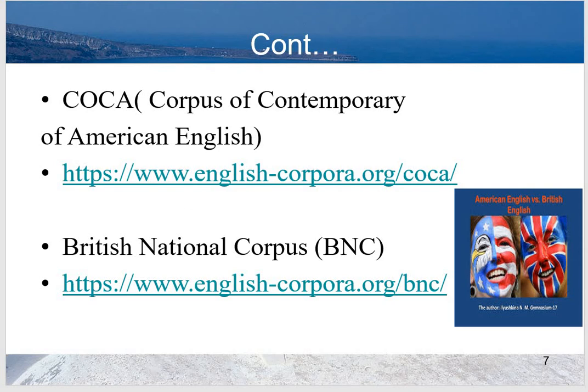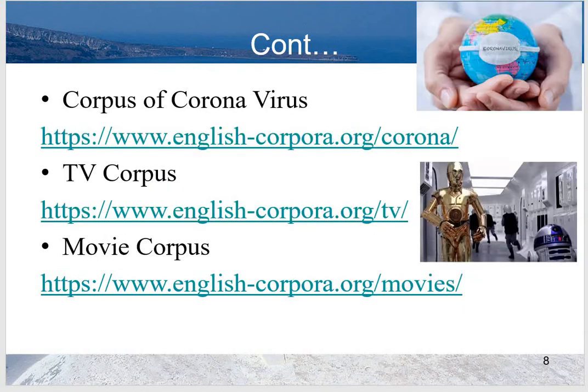COCA, Corpus of Contemporary American English. I have again shared its link. British National Corpus, because language learners come across these two corpora frequently. Corpus of coronavirus. There is a great scope to work on coronavirus. You can find different linguistic items. If you want to write an essay on coronavirus, you can benefit from this corpus. TV corpus and movie corpus, they express feelings and emotions.